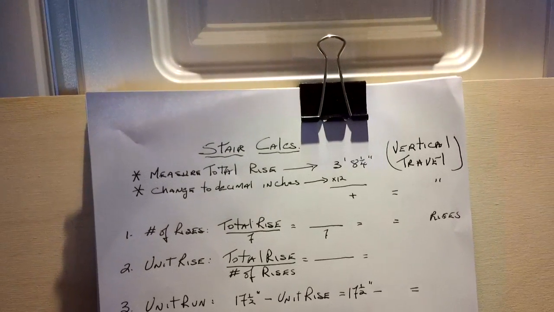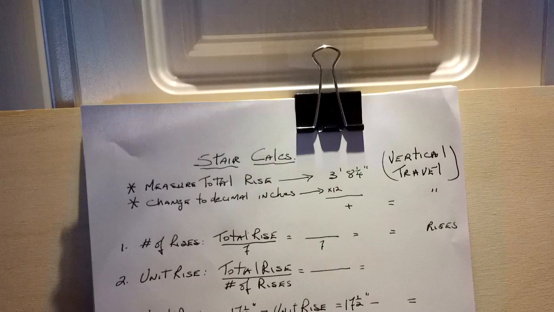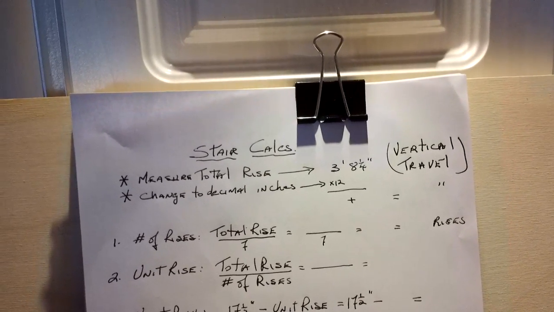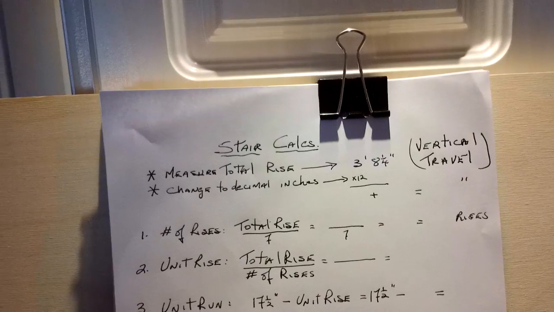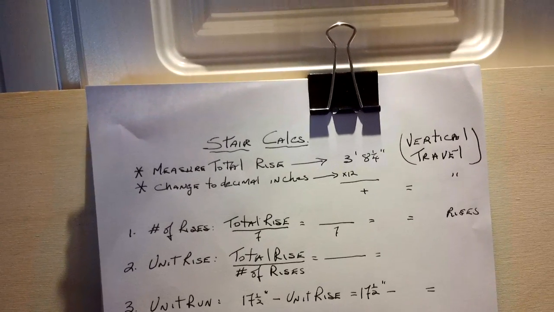To do our stair calculations, first we need to measure our total rise. In this case, our total rise that we measured was 3 foot 8¼ inches. That is our vertical travel. We take that dimension and we can convert it, or change it, to decimal inches.